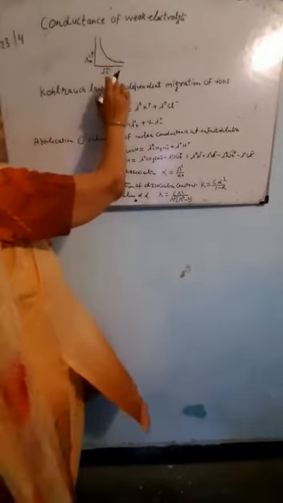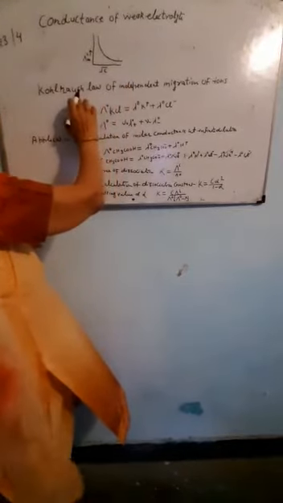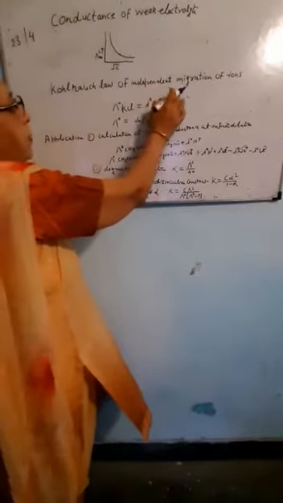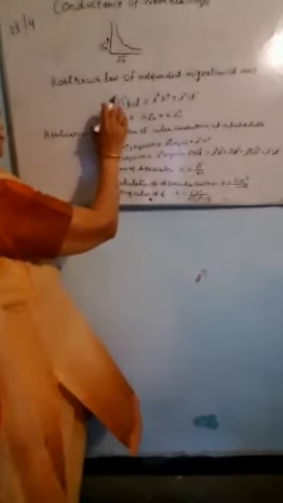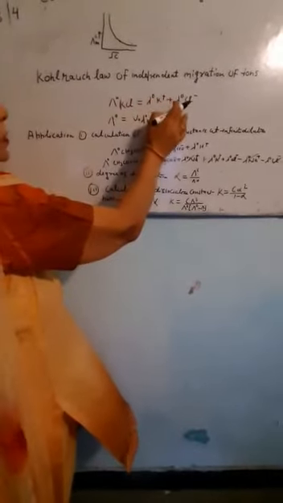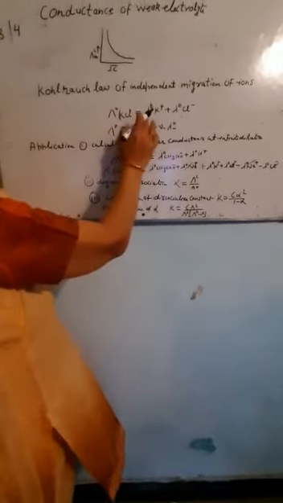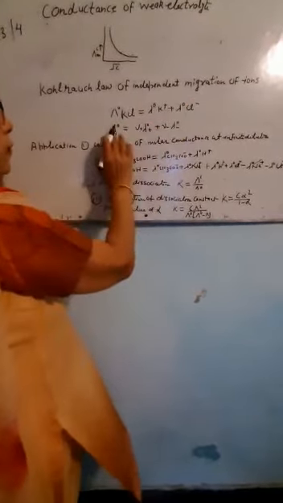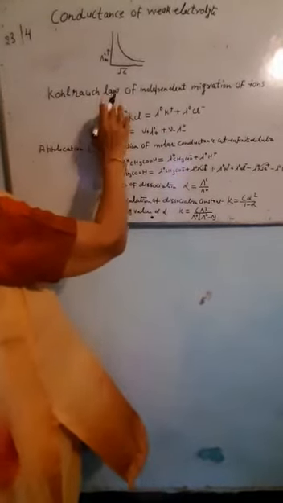Now, for calculating the limiting molar conductivity of weak electrolyte, a law is given which is known by the name of Kohlrausch's law of independent migration of ions. According to this law, limiting molar conductivity is the sum of the conductivity of individual cations and anions. Lambda naught for KCl is equal to lambda naught K positive plus lambda naught Cl negative. We can very easily calculate limiting molar conductivity of weak electrolyte by just using this law.